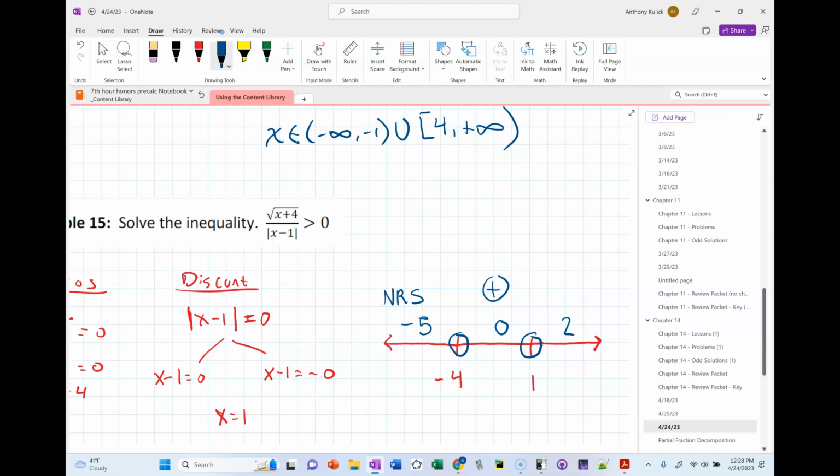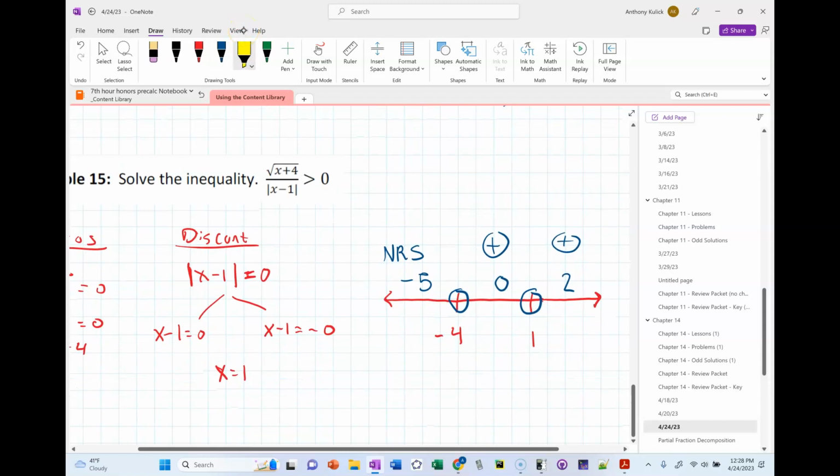Square root of 2 plus 4 is positive, right? We don't really care what that is. And then absolute value of 2 minus 1 is positive. Positive over positive is positive.